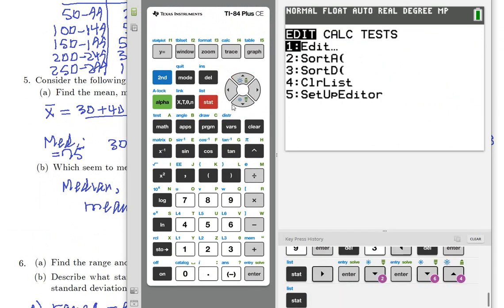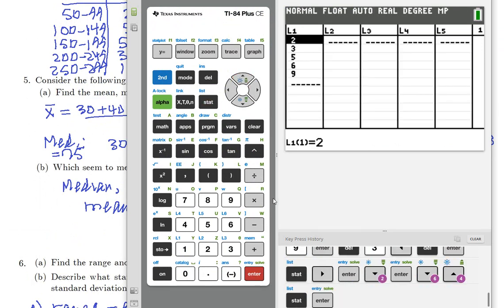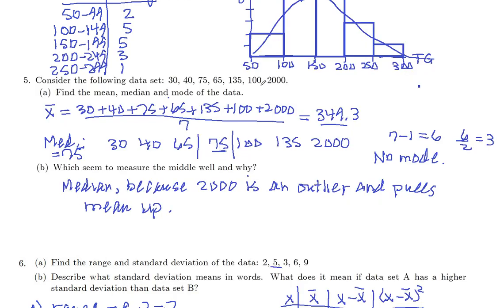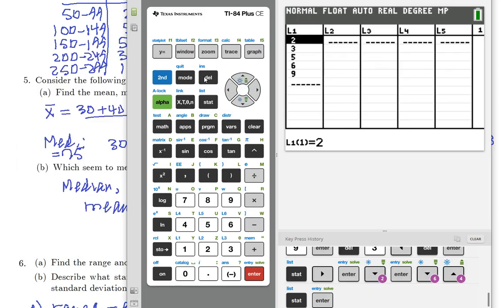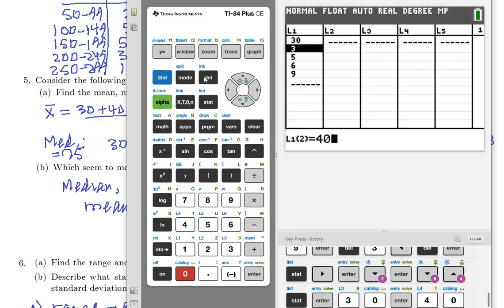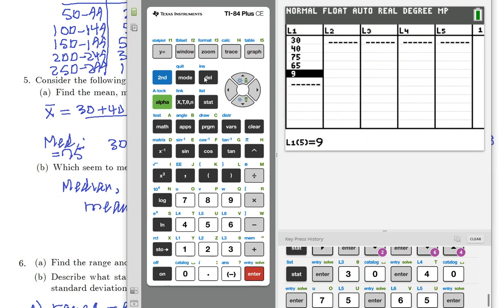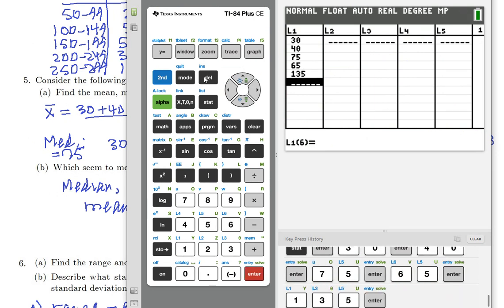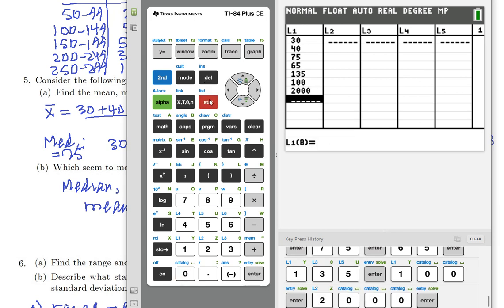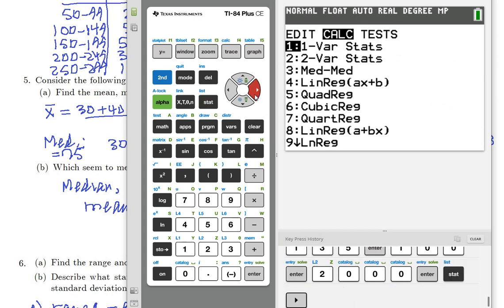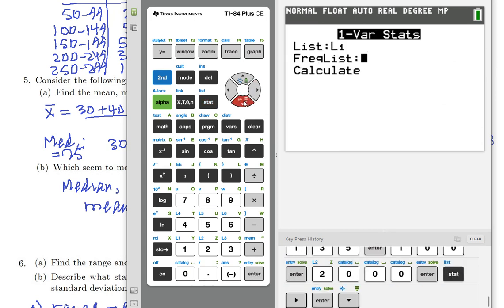So let's go to stat, edit, and we had 30, 40, 75, and then 65, 135, 100, and then the 2000. So there's our data. I'm going to go to Stat, Calc, and one variable stats. Come down to Calculate.